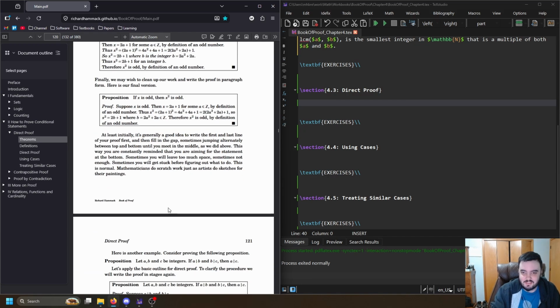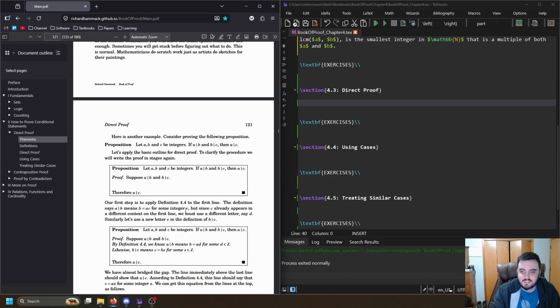Very nice. At least initially, it's generally a good idea to write the first and last line of your proof first, and then fill in the gap. Sometimes jumping alternately between top and bottom until you meet in the middle, as we did above. This way, you are constantly reminded that you're aiming for the statement at the bottom. Sometimes you will leave too much space, sometimes not enough. Sometimes you'll get stuck before figuring out what to do. This is normal. Mathematicians do scratch work just as artists do sketches for their paintings. That's funny.